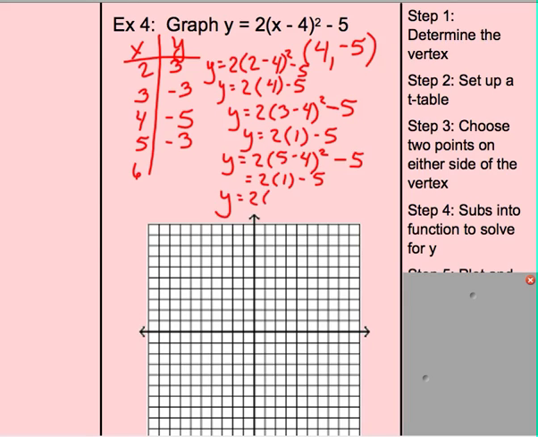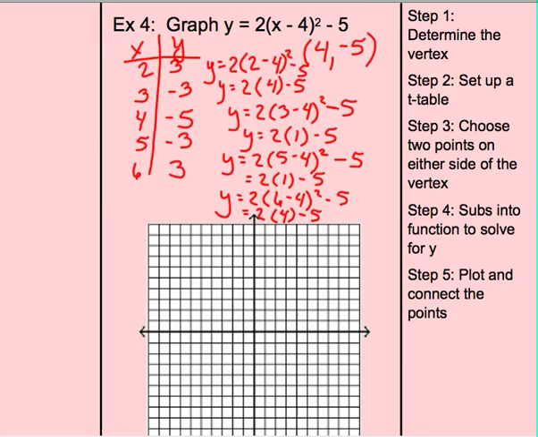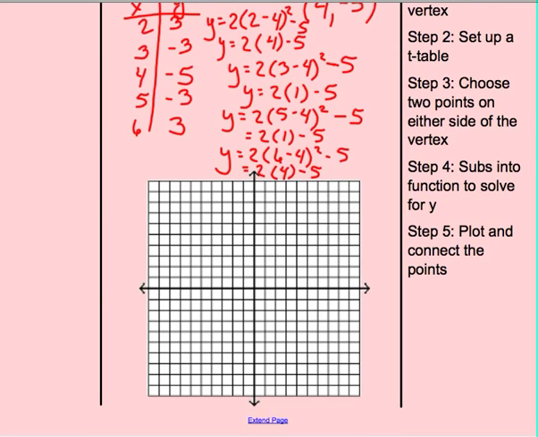And finally, substituting our 6 in. 6 minus 4 is 2. 2 squared is 4. 2 times 4 is 8. 8 minus 5 is 3. Since our y values match each other, we did it right. So we're going to go ahead and graph these ordered pairs and make our smooth parabola.